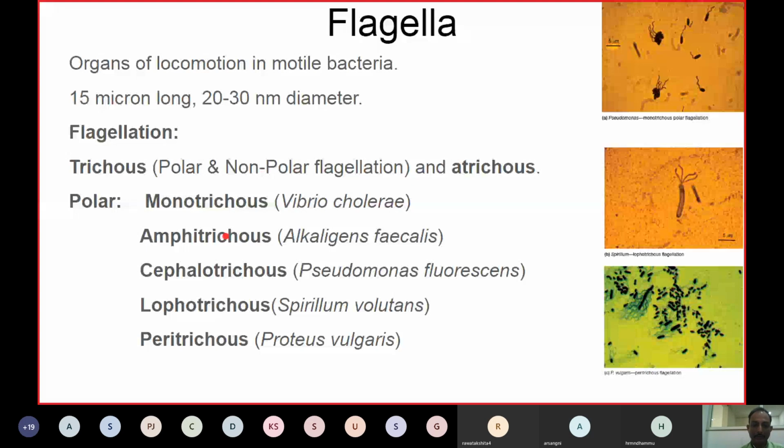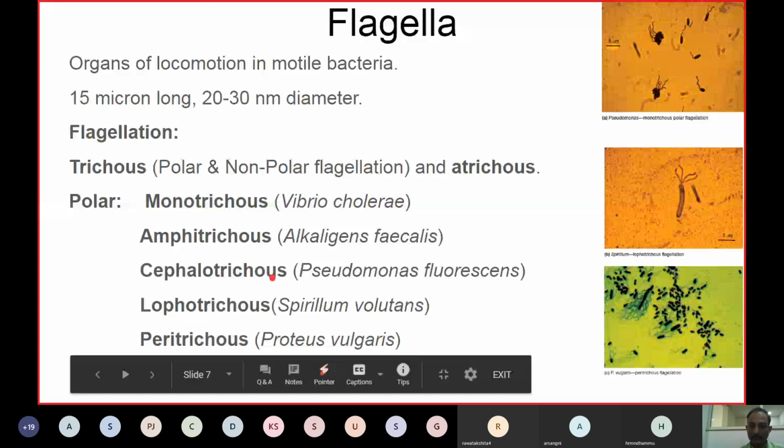Then cephalotrichous. Cephalotrichous, when more than one flagella is present at both poles, like Pseudomonas fluorescens. Lophotrichous, here you can see this lophotrichous. When more than one flagella are present at one pole, it is lophotrichous. Example is Spirillum volutans. Right?